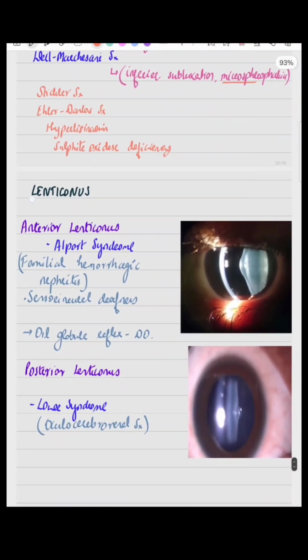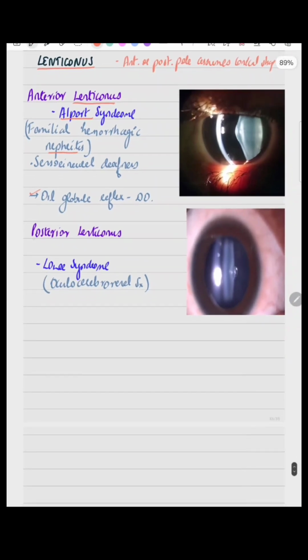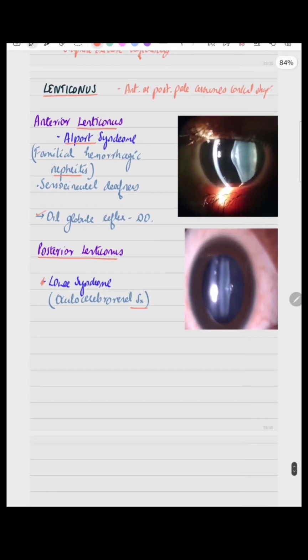Next, coming to lenticonus, the anterior or posterior pole assumes a conical shape. Anterior lenticonus is associated with Alport syndrome. These features of Alport syndrome you should remember: familial hemorrhagic nephritis, sensorineural deafness, and oil droplet reflex on direct ophthalmoscopic examination. Then there is posterior lenticonus. It is associated with Lowe syndrome, which is oculocerebrorenal syndrome. That is about anterior and posterior lenticonus.